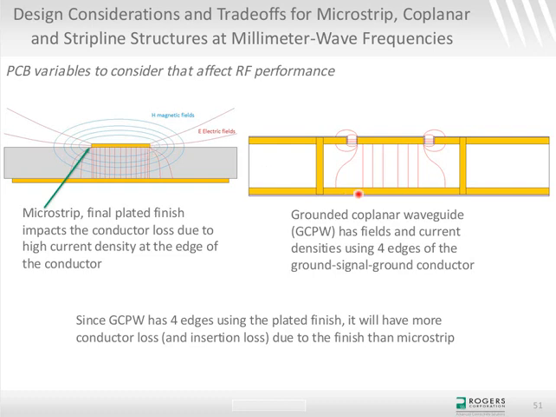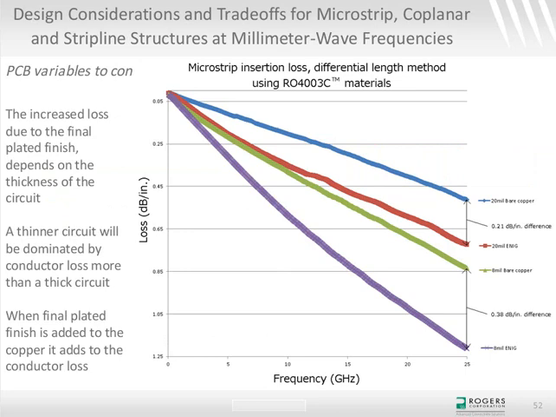But in the case of the grounded coplanar waveguide, normally with the same lossy plated finish, you will definitely have more losses on a grounded coplanar waveguide than a microstrip. And the reason why is because now you've got 4 edges using this lossy metal that are coupled together. Now, there's also a thickness dependency with these metal-plated finishes, and as I said before, a thinner circuit is more sensitive to conductor differences than a thicker circuit.